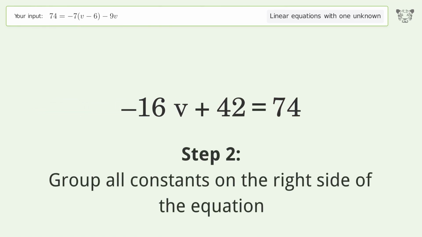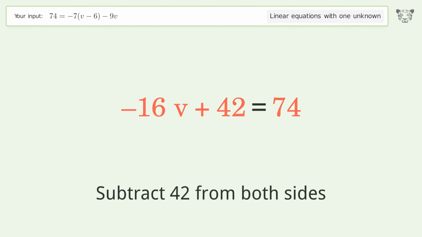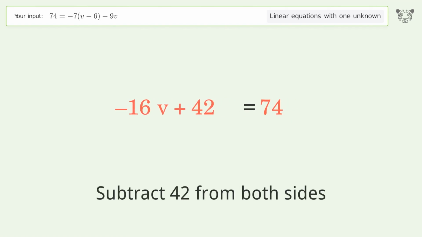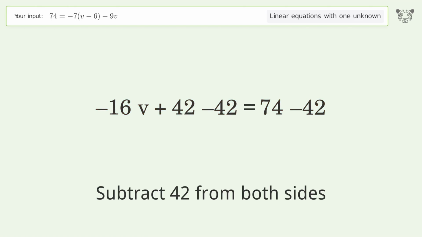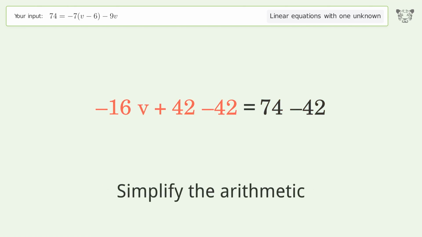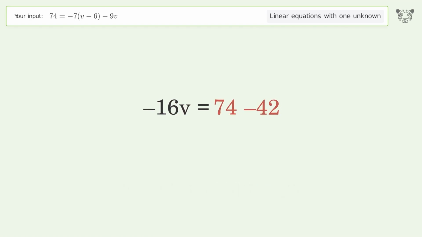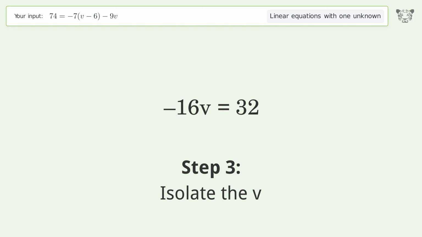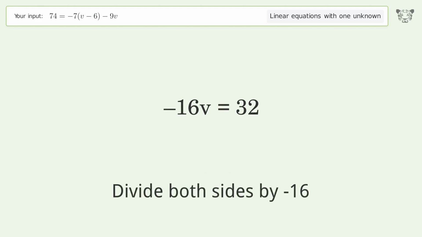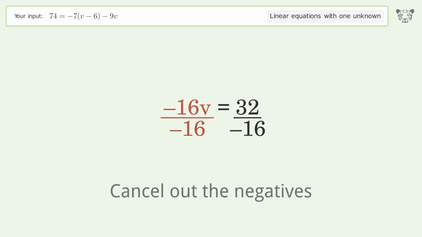Group all constants on the right side of the equation. Subtract 42 from both sides. Simplify the arithmetic. Isolate the v. Divide both sides by -16. Cancel out the negatives.